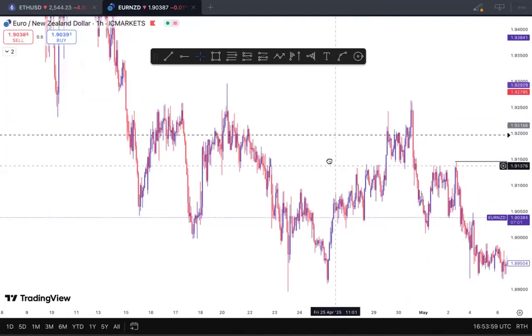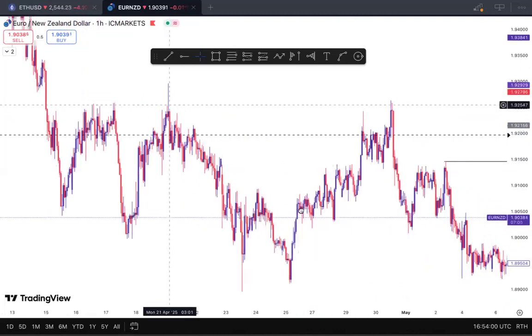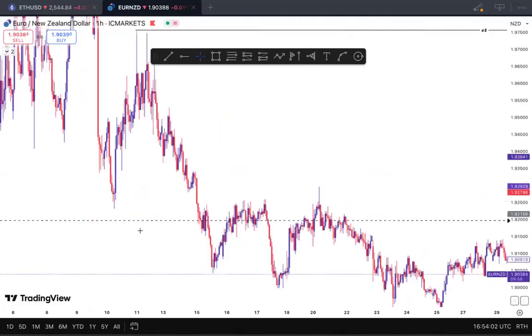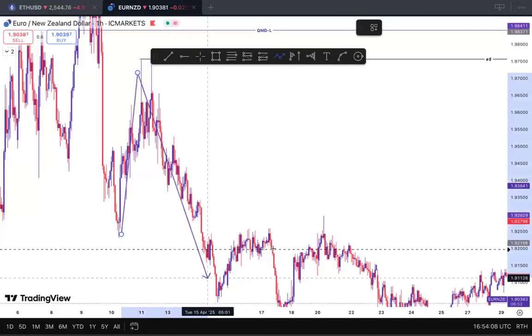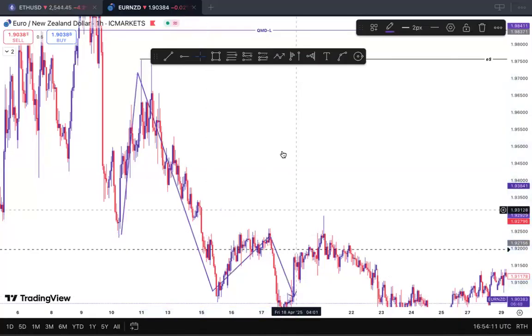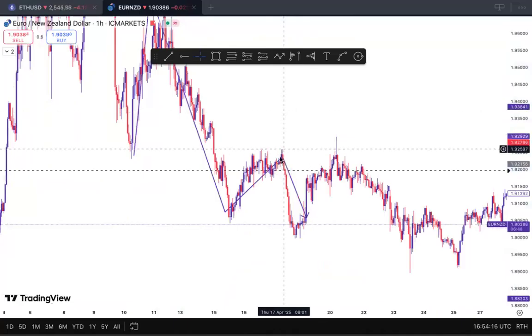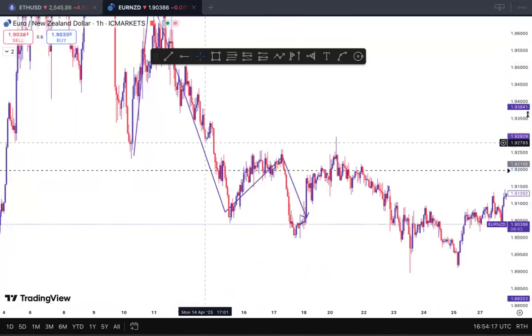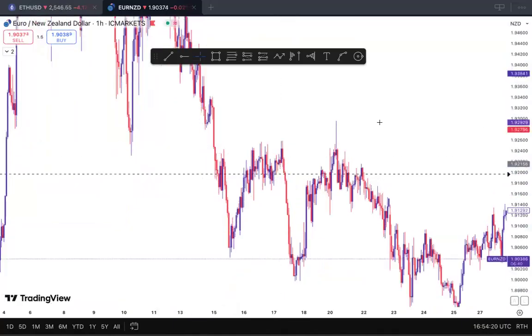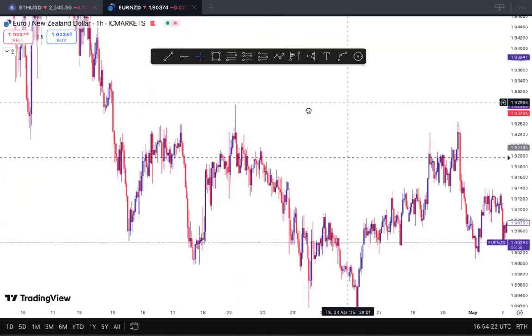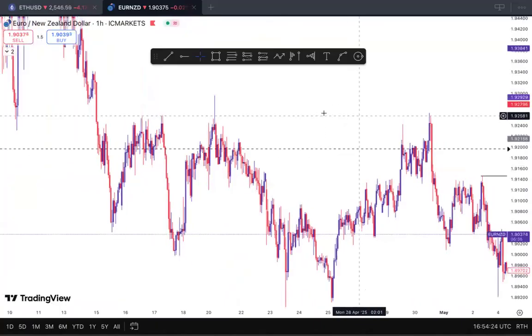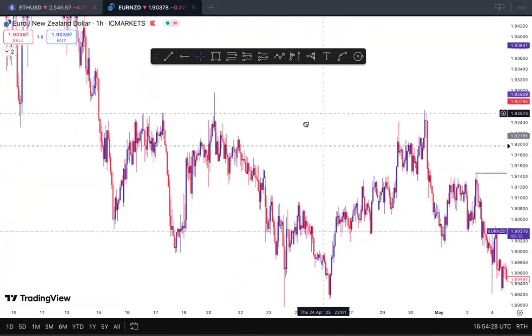Okay. So now look at where price is coming from. Can you see this? Boom. Can you see that? Okay. So now let's look for structure.